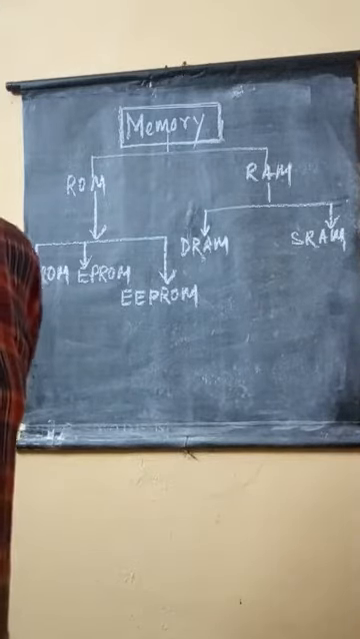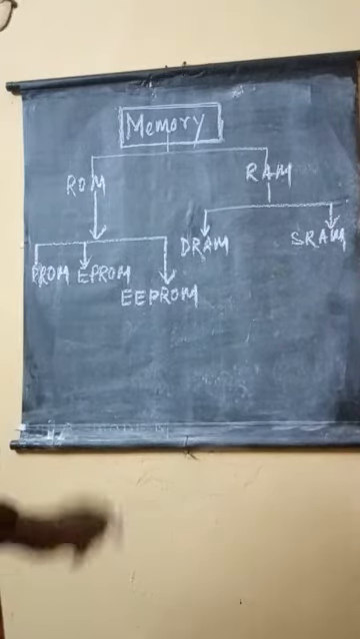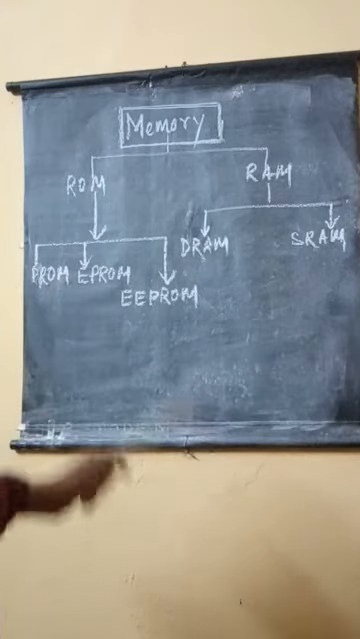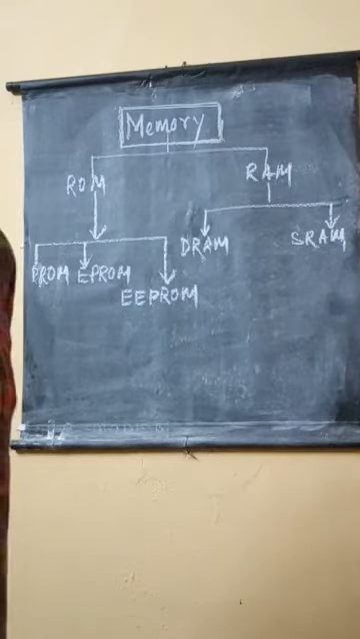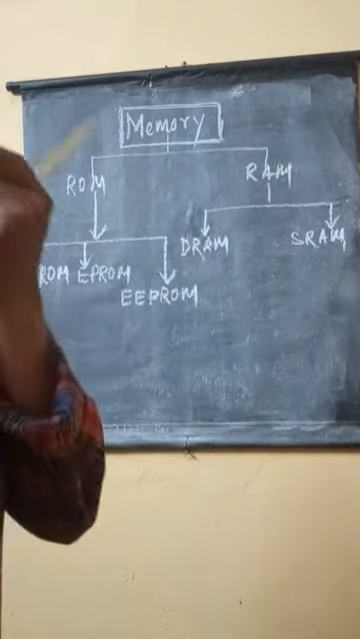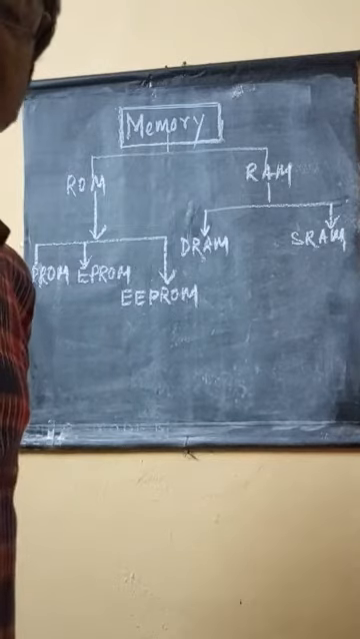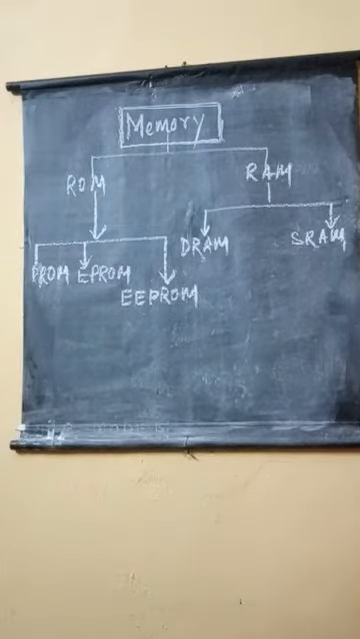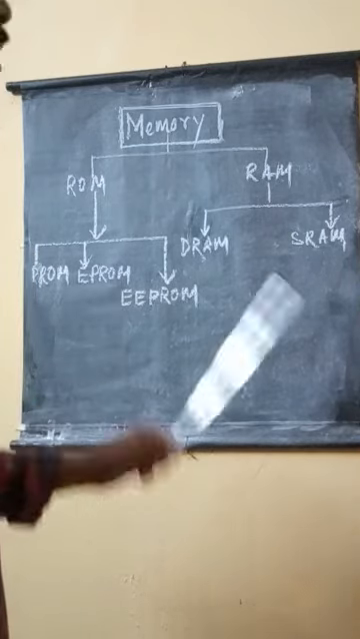And erasable programmable read-only memory means what? It is similar to the PROM, but it can be erased later on by ultraviolet light. One special type of light is passed to the memory, ultraviolet light, and when that light passes, it can be erased and new information you can store. Where? In erasable programmable read-only memory.